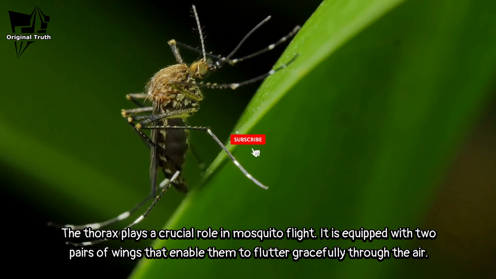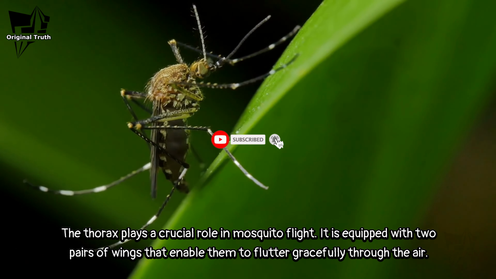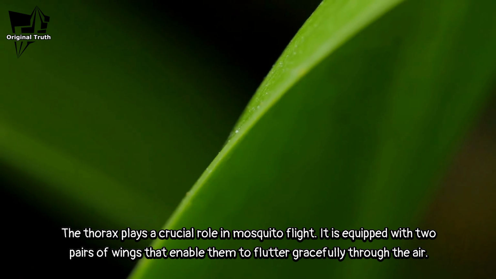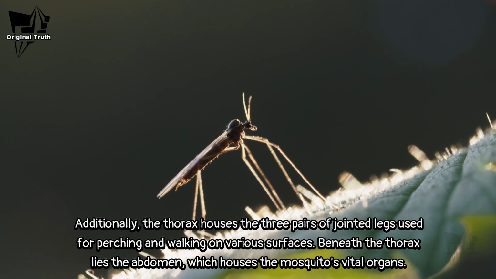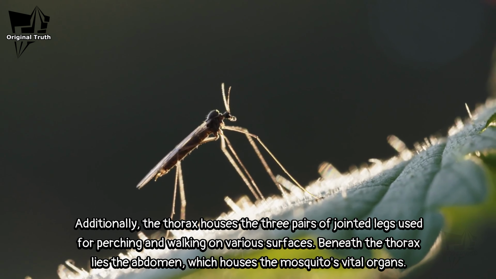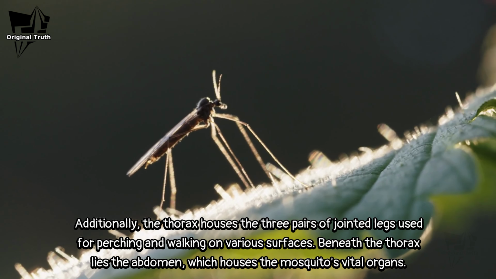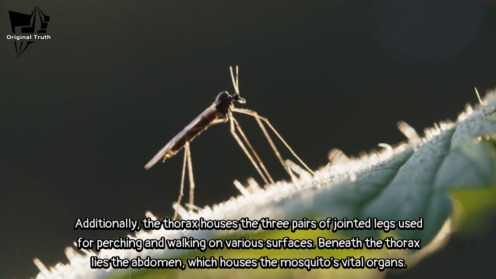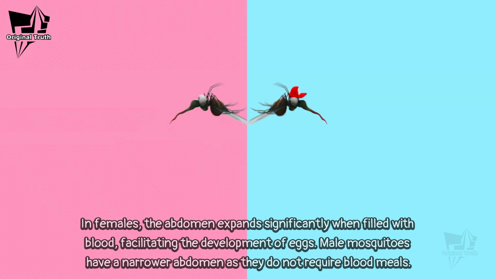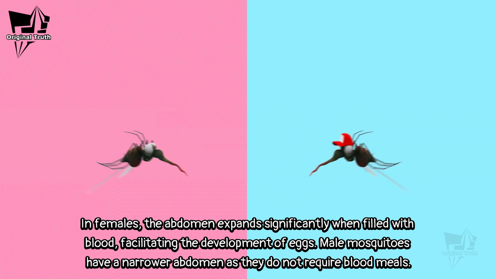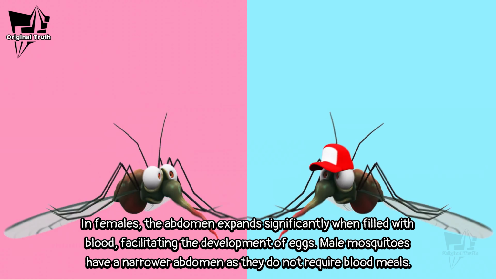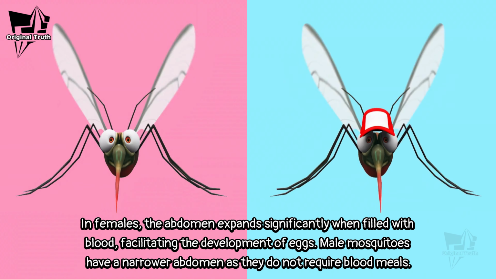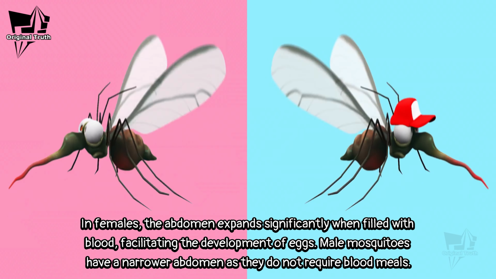The thorax plays a crucial role in mosquito flight. It is equipped with 2 pairs of wings that enable them to flutter gracefully through the air. Additionally, the thorax houses the 3 pairs of jointed legs used for perching and walking on various surfaces. Beneath the thorax lies the abdomen, which houses the mosquito's vital organs. In females, the abdomen expands significantly when filled with blood, facilitating the development of eggs. Male mosquitoes have a narrower abdomen as they do not require blood meals.